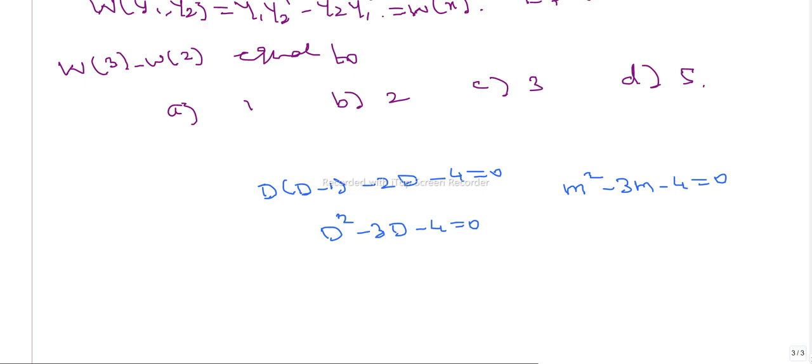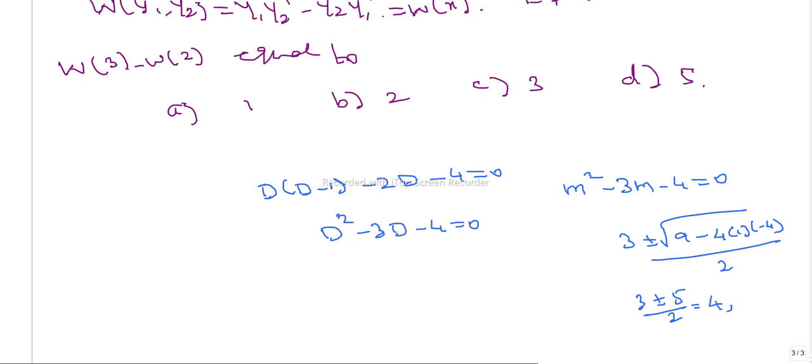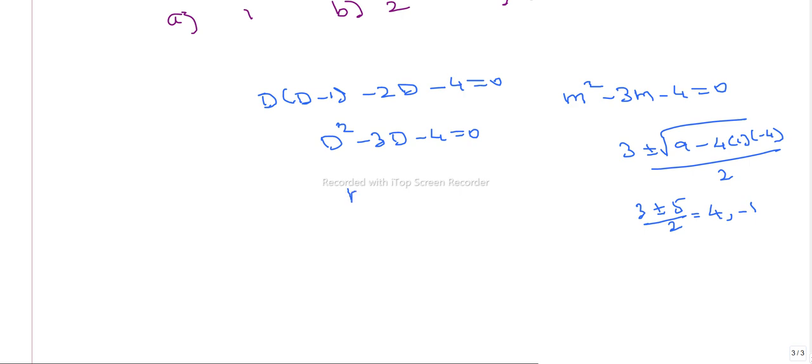If you use this formula, minus b plus or minus square root of b squared minus 4ac, by 2a. So therefore 3 plus or minus, this is actually 16 plus 9, therefore 25, which is 5, by 2. So therefore 4, right? And then minus 1, right? So therefore 4 is one root, and minus 1 is another root. Okay, so therefore m equal to minus 1, 4 are the roots.